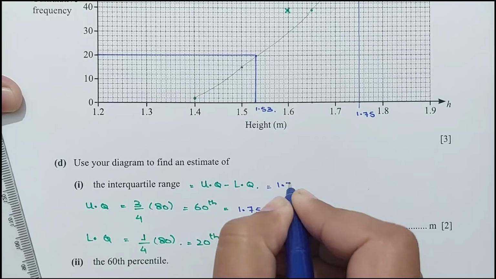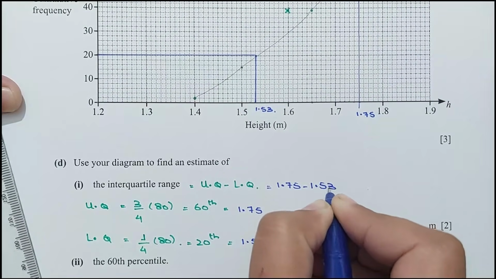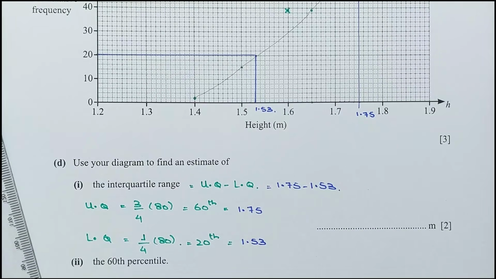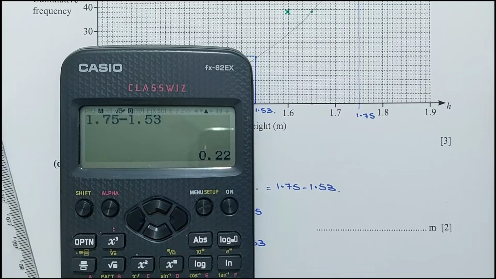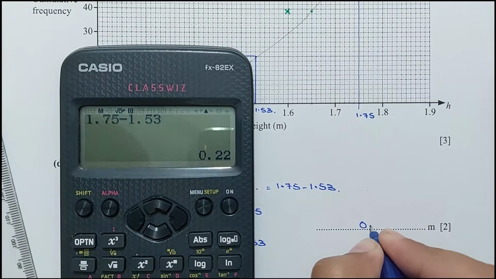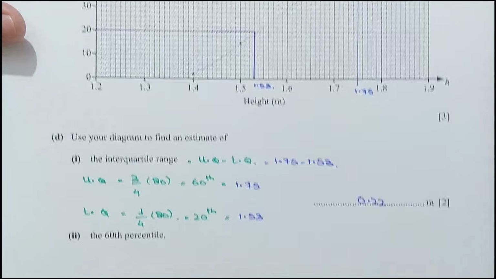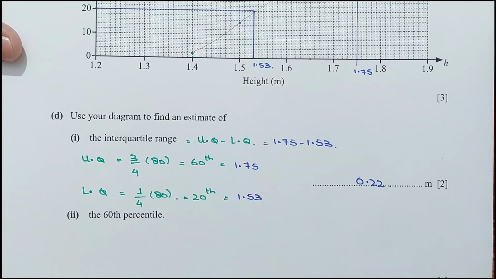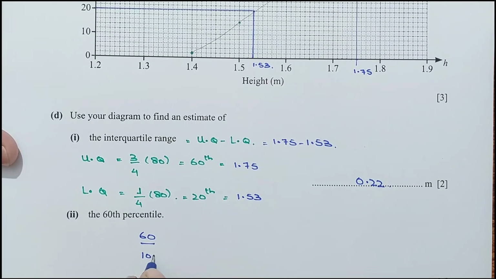Subtract 1.75 minus 1.53. This is 0.22 meters, right? Now for the next part, the 60th percentile, which is 60 over 100 times 80, the total.